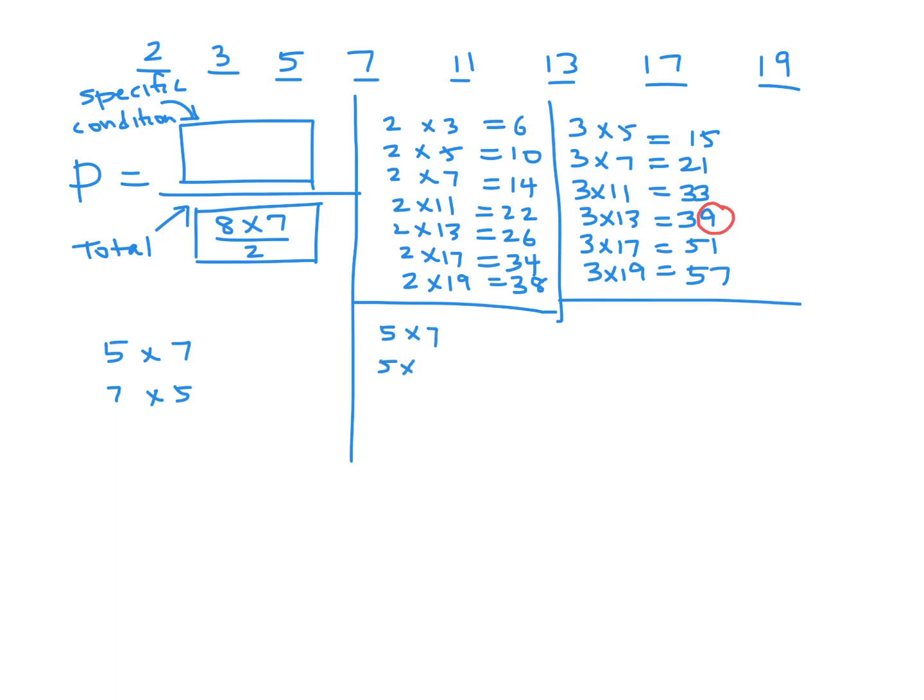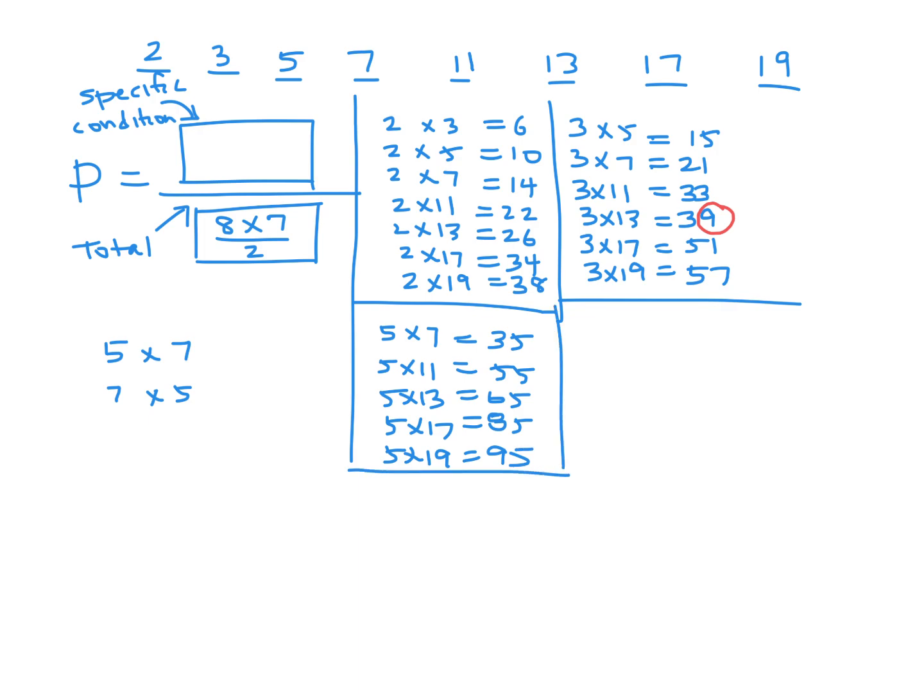5 times 7, 5 times 11, 5 times 13, 5 times 17, 5 times 19. All right, let's see. 35. Oh, these are all 5s. 55, yeah. So none of these are going to fit our criteria. Okay, no problem. Let's just keep moving forward. 7. The good news is that with each number, we're getting fewer calculations. That makes our life easier.